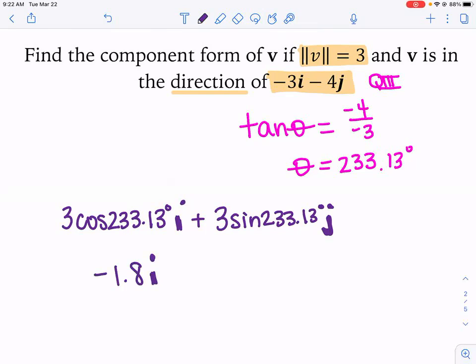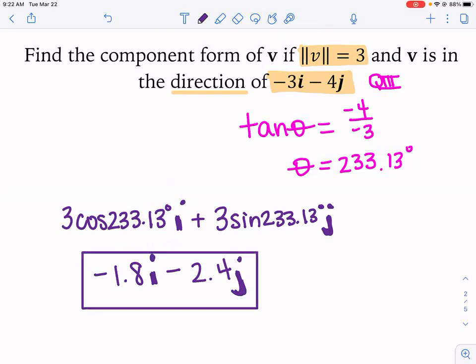What about this one? There we go. All right, can we do that? Yeah, yeah, we can do that. We can do that.